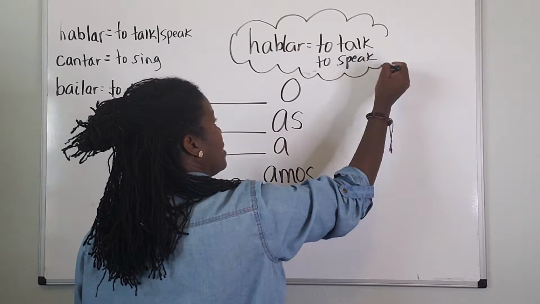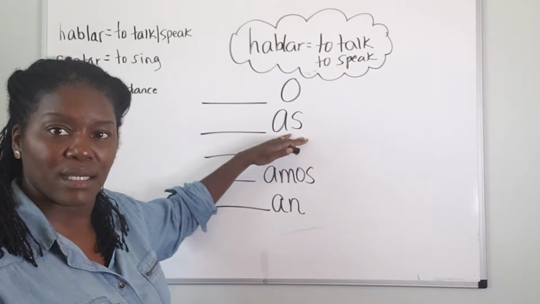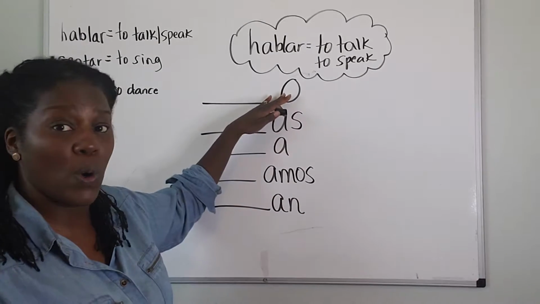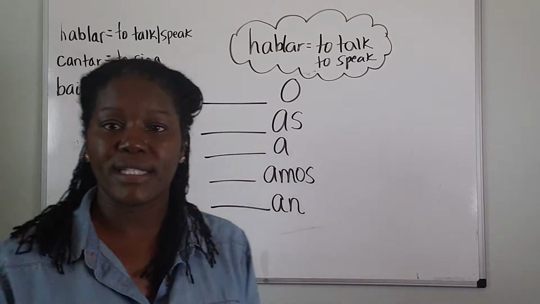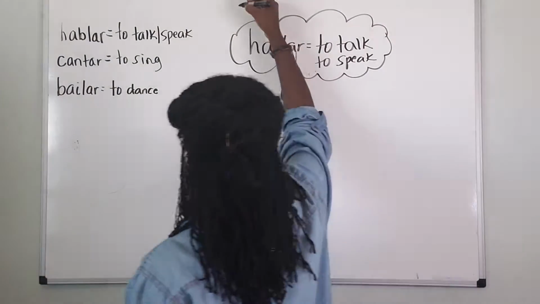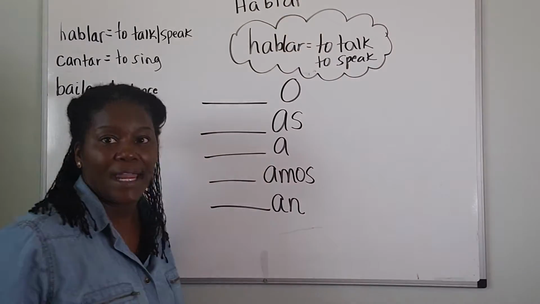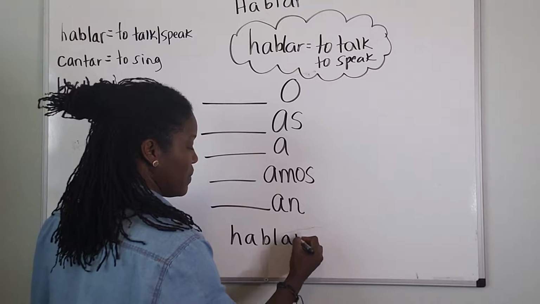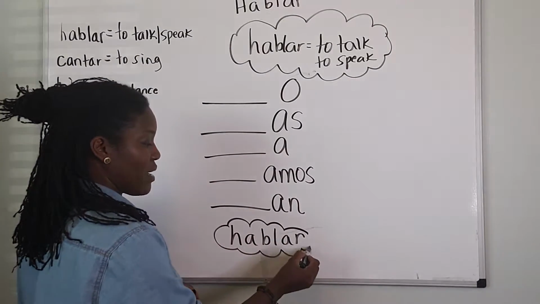And so the very first form is o. The second is as. The third is a. The fourth is amos. And the fifth is on. So we have o, as, a, amos, on. Now, if you look at the word hablar, it's H-A-B-L-A-R. And I'm going to write it again here. H-A-B-L-A-R. Now, with the word hablar, let me put it here. You can see it better. Hablar.